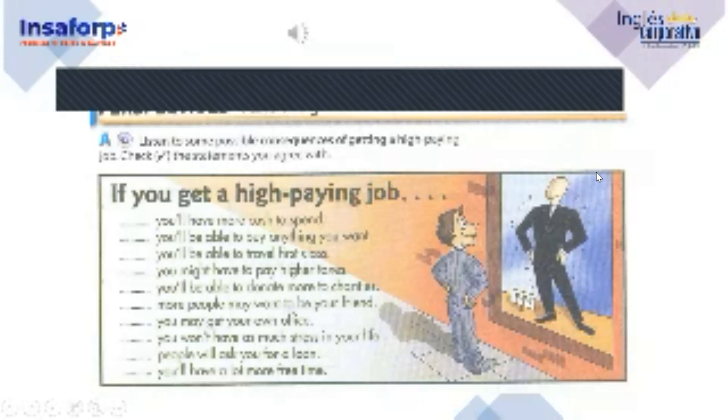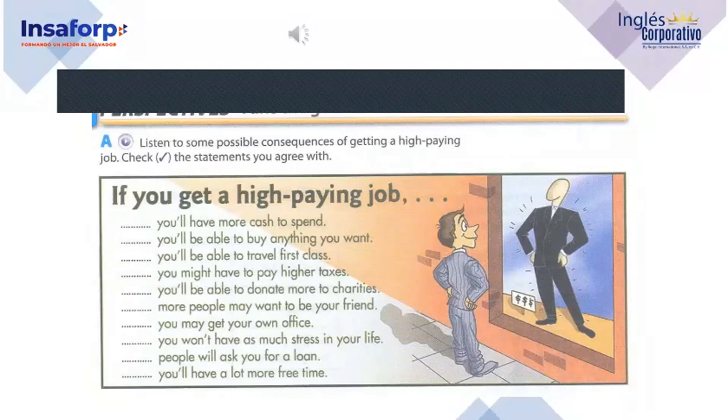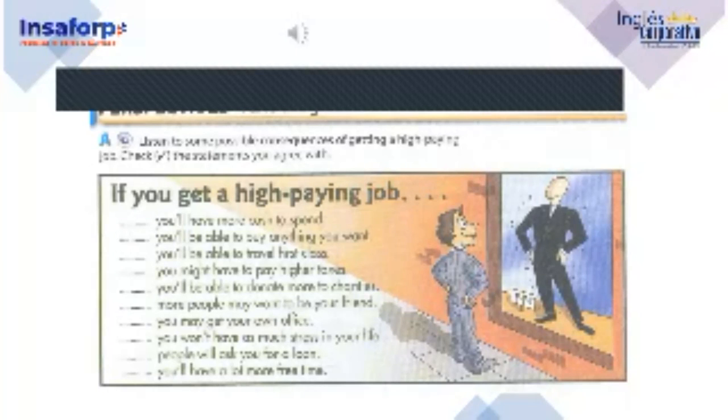Page 61, Exercise 8, Perspectives. Take the good with the bad. Part A. Listen to some possible consequences of getting a high-paying job. Check the statements you agree with. If you get a high-paying job, you'll have more cash to spend. You'll be able to buy anything you want. You'll be able to travel first class. You might have to pay higher taxes. You'll be able to donate more to charities. More people may want to be your friend. You may get your own office. You won't have as much stress in your life. People will ask you for a loan. You'll have a lot more free time.